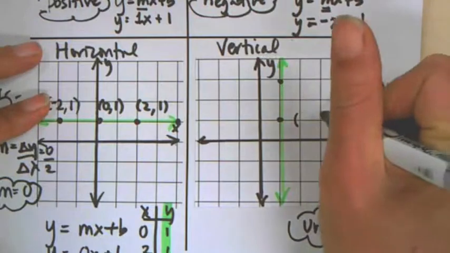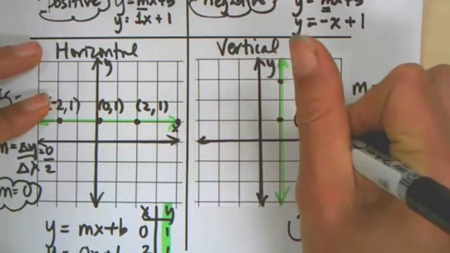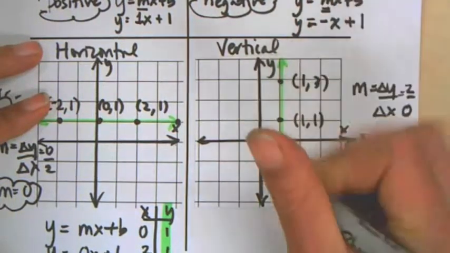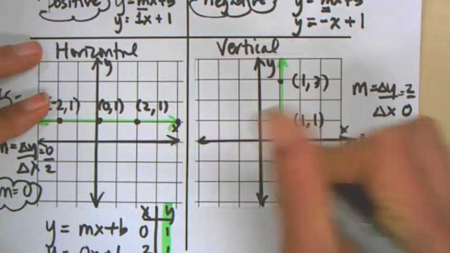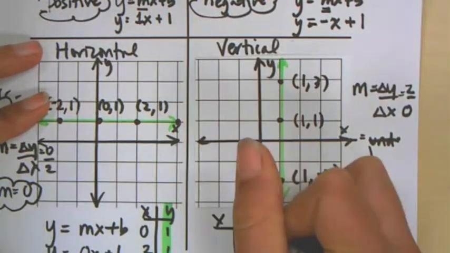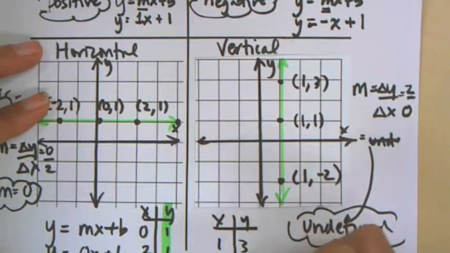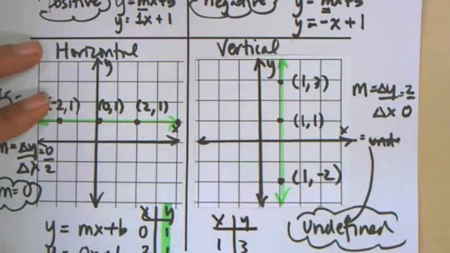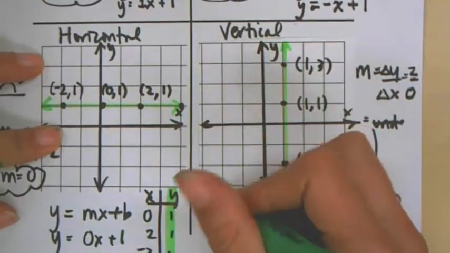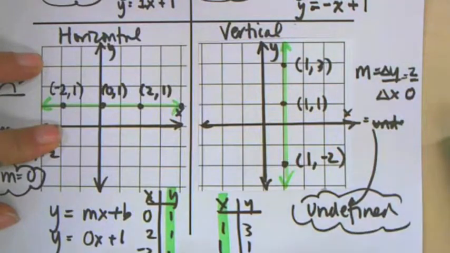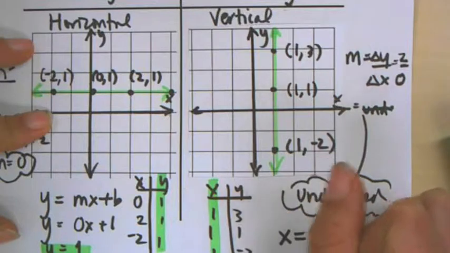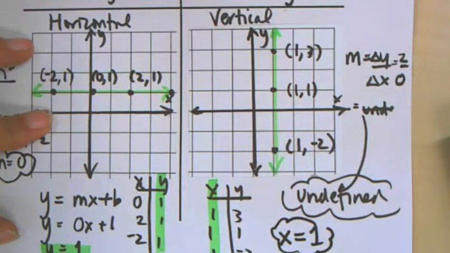So what I would recommend, and this is just a good strategy, is pick a couple points. So this is the point 1, 1. Here's the point 1, 3. I'm going to pick another point down here. Here's the point 1, negative 2. If I made a table here and I just wrote those values in, we can see what is defining this line: x is always 1. And the equation for this line is x equals 1.